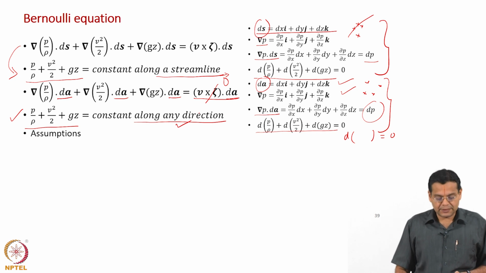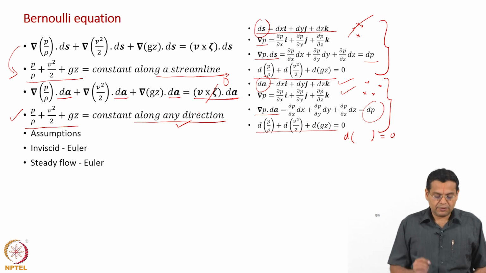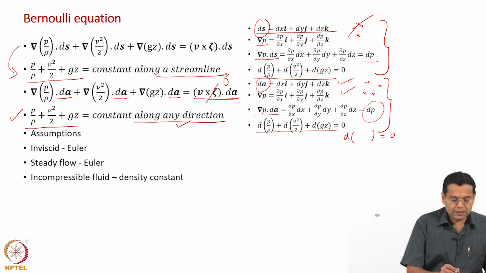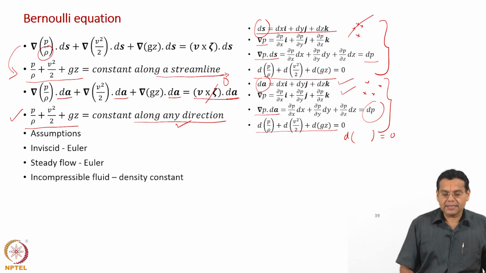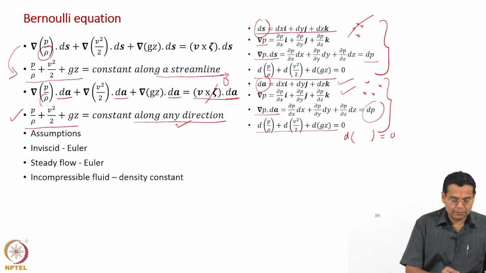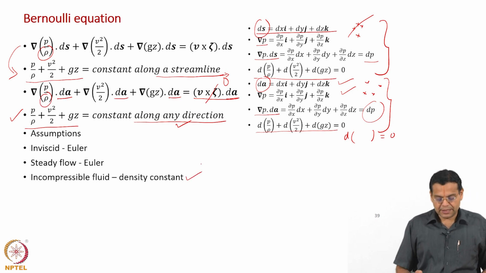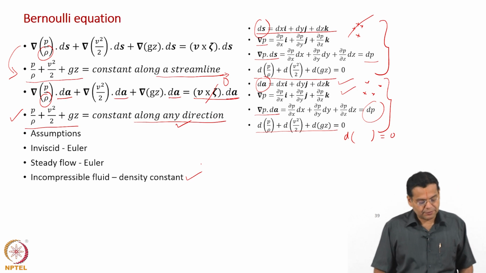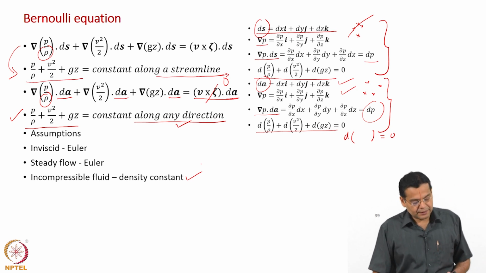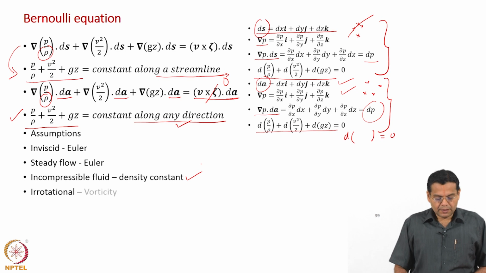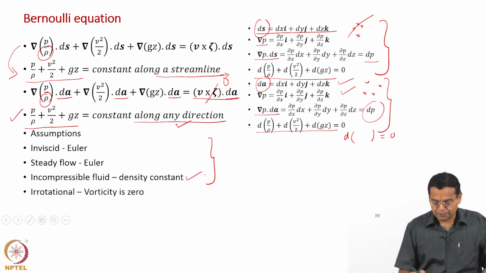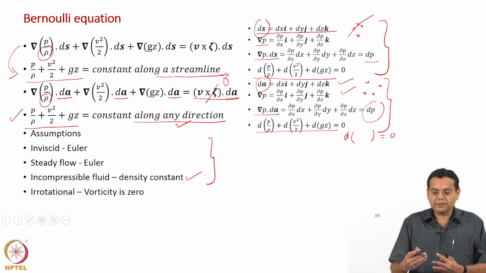Okay, now, what are the assumptions? Inviscid, that is anyway we started with Euler, steady state flow because we took the steady state form of Euler equation. Incompressible fluid, remember the moment we bring in density inside the gradient in both the derivations, the density is taken as constant, which is incompressible fluid. Okay. And these 3 are common to both the derivations or both forms of the Bernoulli's equation.